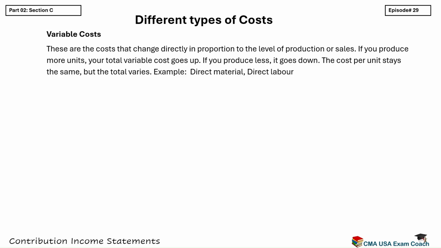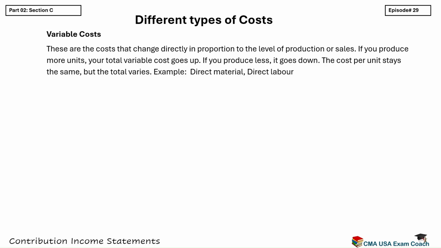Variable overhead. Costs like electricity used by machines. The more you run the machines, the higher your electricity usage. Variable selling and administration. Costs like sales commissions, where the expense increases with the number of units sold. These costs are important for contribution margin analysis because they directly affect your profit for every additional unit sold.